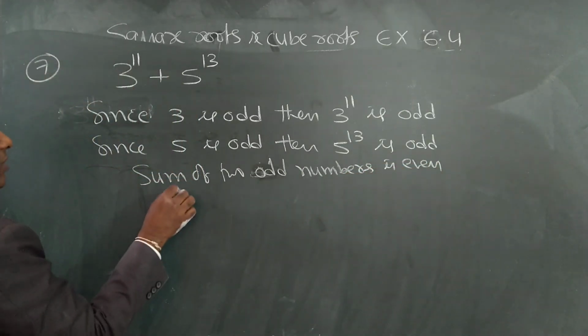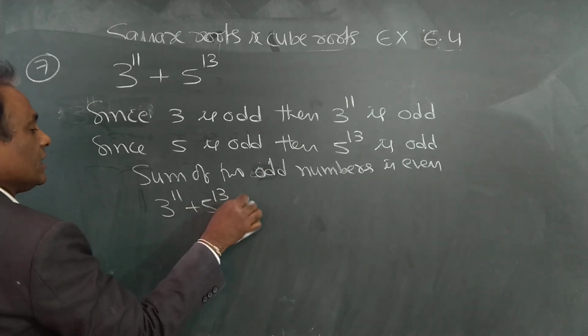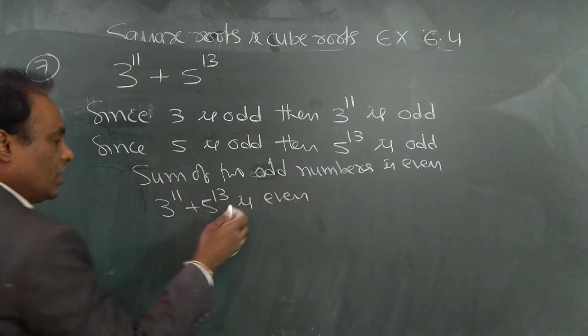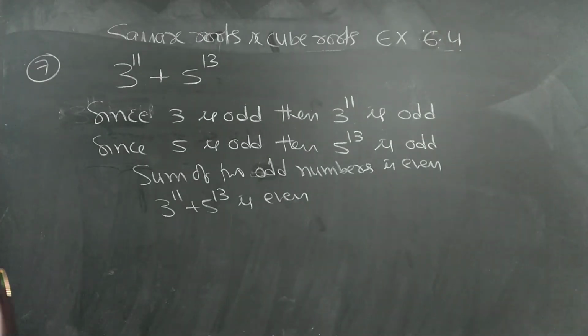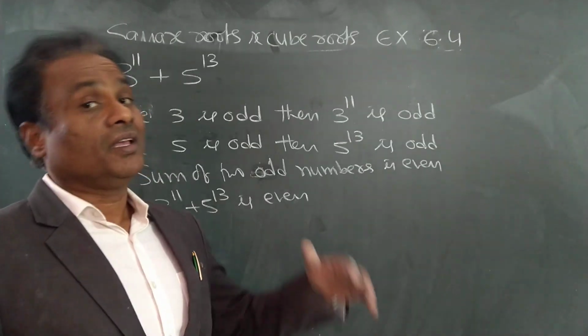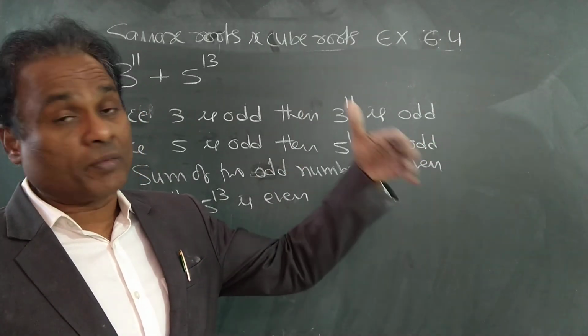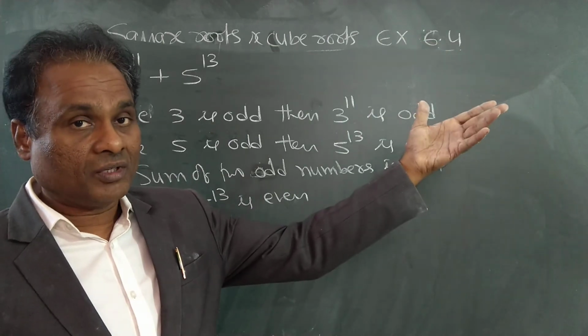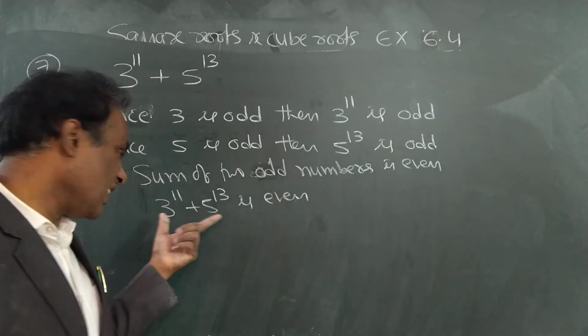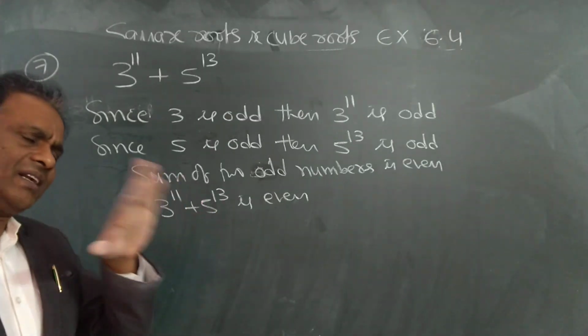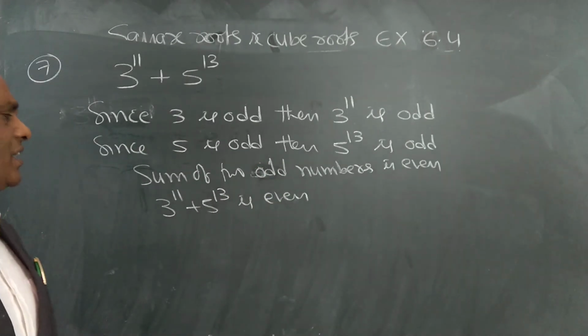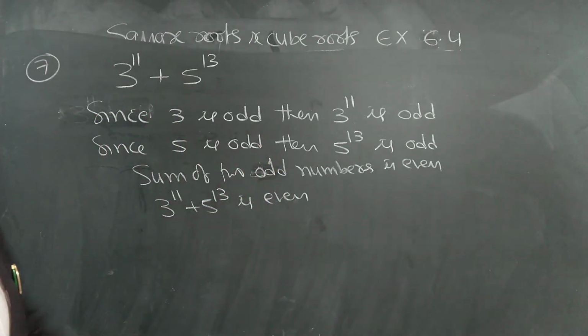That means 3 power 11 plus 5 power 13 is even. If it is even, it is divisible by 2. It may be divisible by 4, it may be divisible by 8. We don't know what that number is, so it depends. But definitely it is divisible by 2. Every even number is divisible by 2.